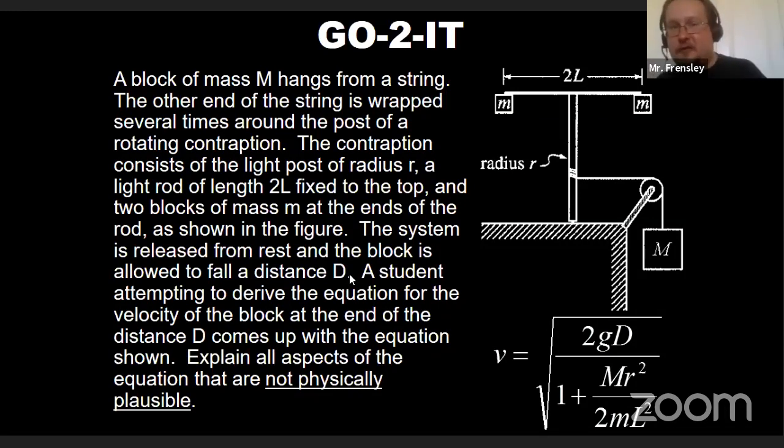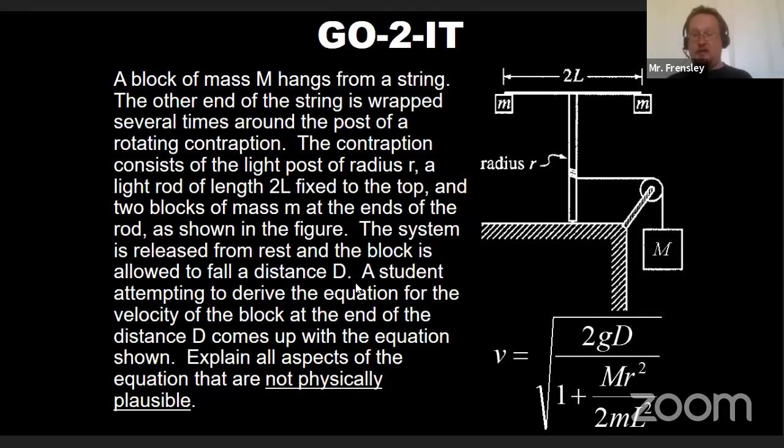So now we've got a student who's trying to derive an equation for the velocity of the block at the end of its falling distance D. They come up with this equation right here, which I think you can see is kind of covered up by the Zoom watermark. So that's an L squared down there at the bottom behind the Z of the Zoom watermark right there.